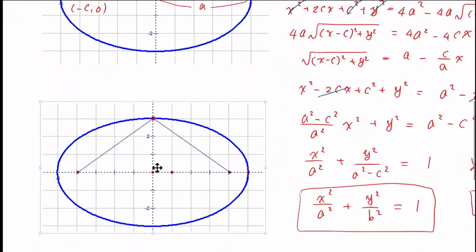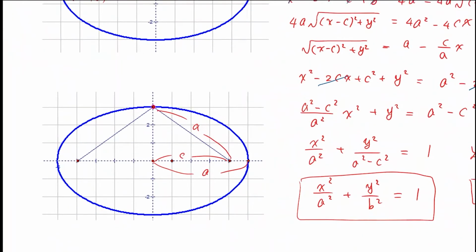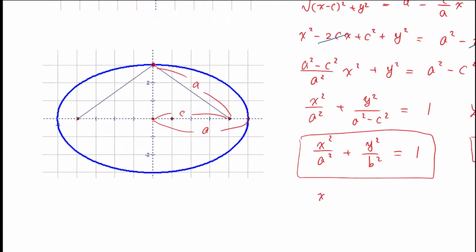Okay, if we have this picture, let's just think about which is which. This was A, remember, and this was C, and this was A again, isn't it? Now let's think about the intercepts. The x-intercept is when y is equal to 0, so that tells you x is equal to plus or minus A. So this is A, as we figured out geometrically. And then the y-intercept when x is equal to 0. So that tells you y is equal to plus or minus b.